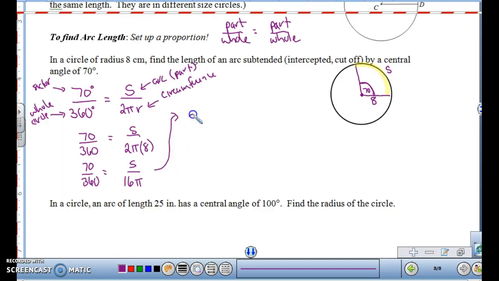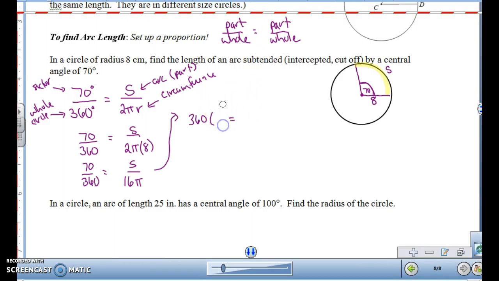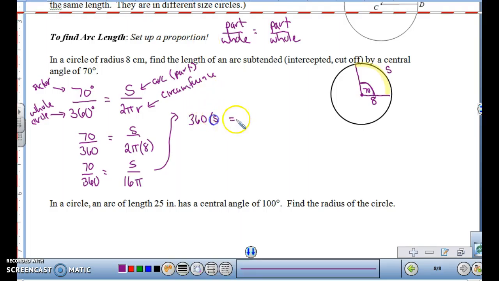So let's cross multiply. 360 times S is equal to 70 times 16 pi. And then, to solve for S, we would have to divide by 360. So S is equal to 70 times 16 pi divided by 360.